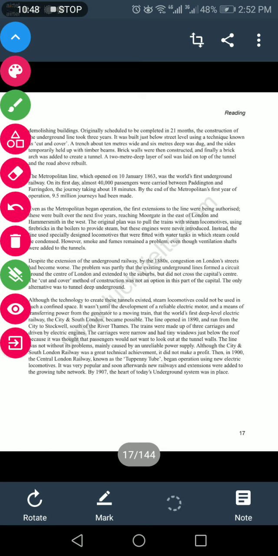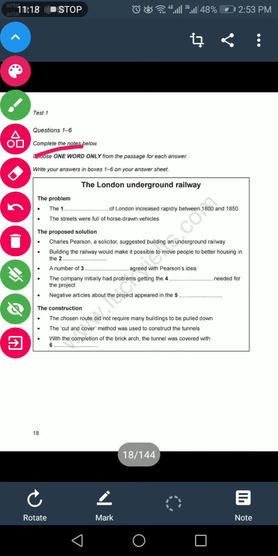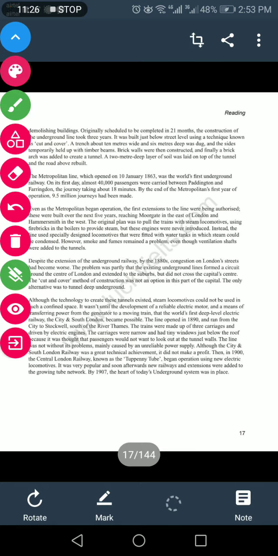The construction of the underground. Here we find the word construction. It means our location starts from here. It took 3 years for the construction. It was built just below street level using a technique known as cut and cover. Students, here we find cut and cover, and also there is cut and cover. It means after that we have to find our location.